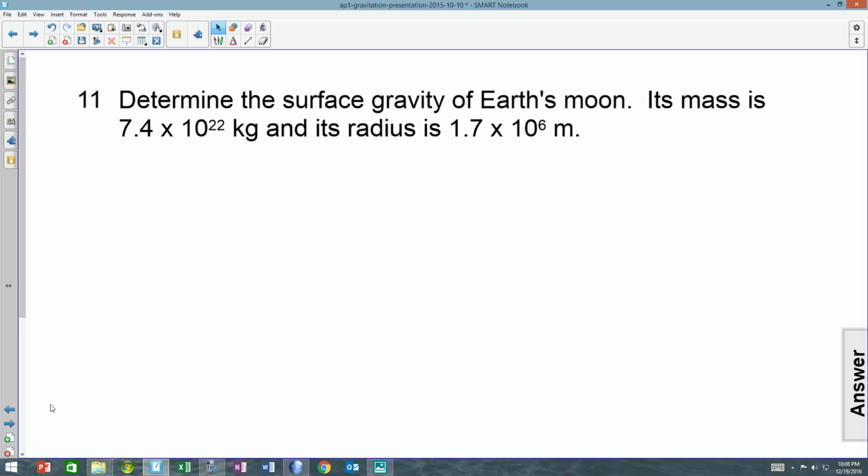Determine the surface gravity of the Earth's moon. Its mass is 7.4 times 10 to the 22 kilograms, and its radius is 1.7 times 10 to the 6 meters. Go ahead and pause the video now.